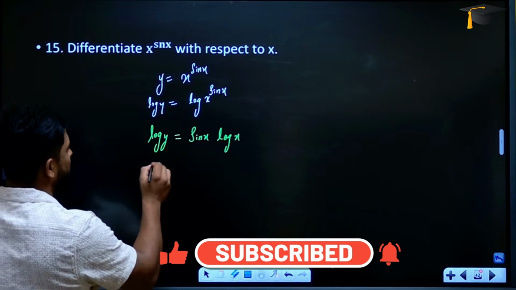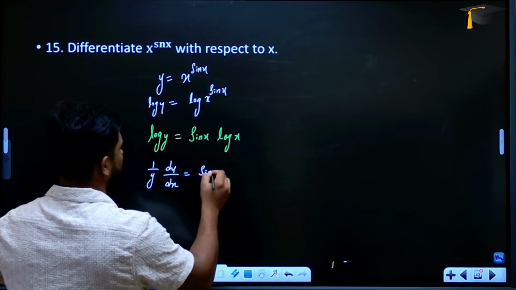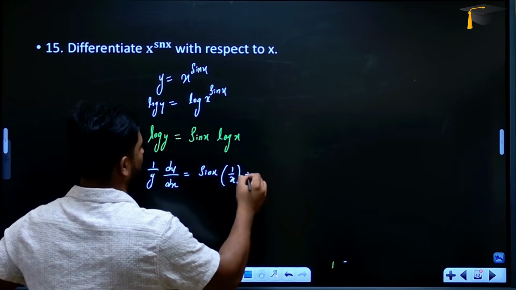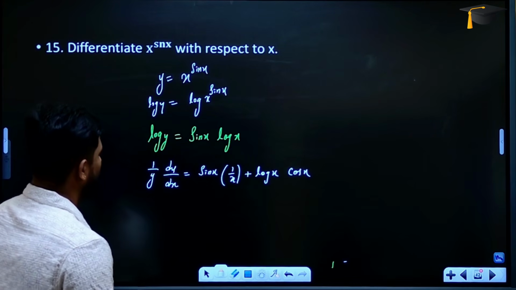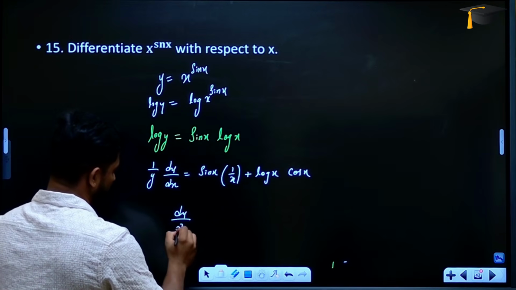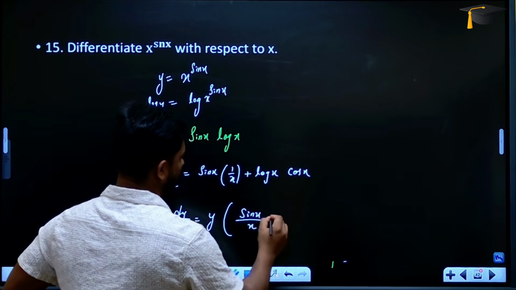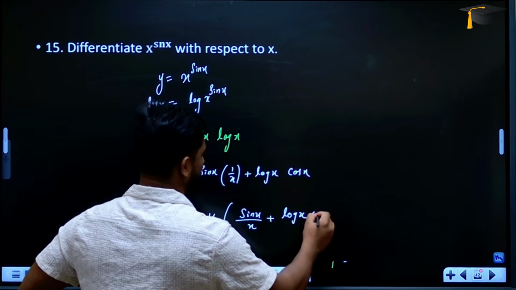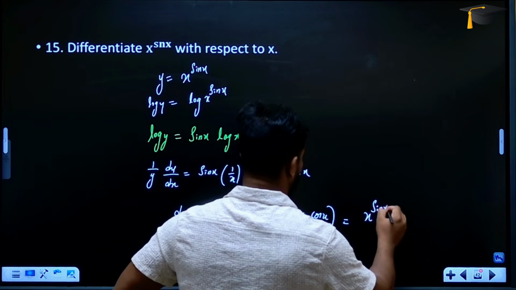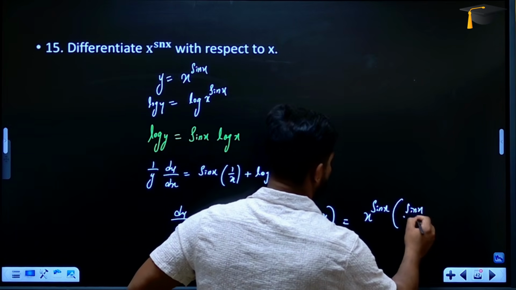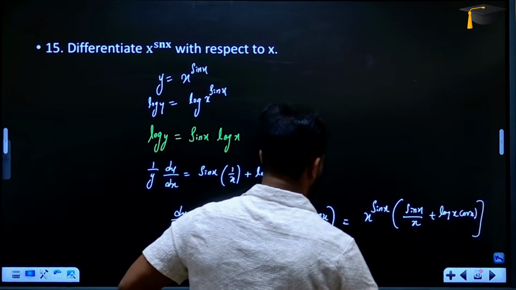Next, differentiate. So 1 by y into dy by dx is equal to sin x into 1 by x plus log x into the derivative of sin x, which is cos x, right? So dy by dx is equal to y of sin x by x plus log x into cos x. So this we can write as x to the power sin x into sin x by x plus log x into cos x.